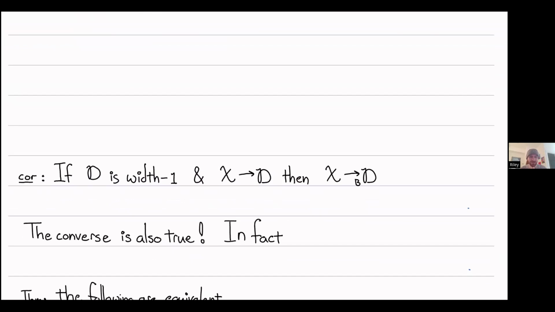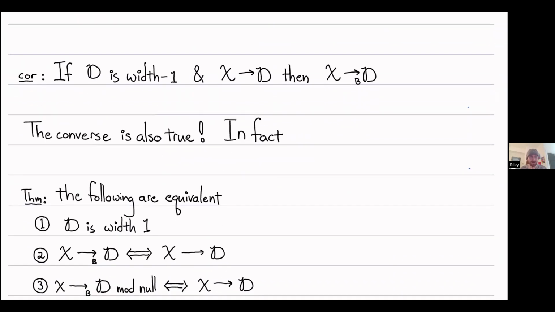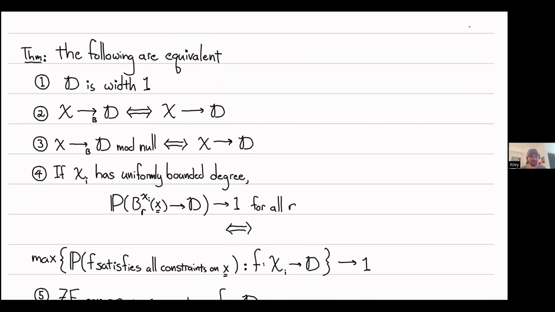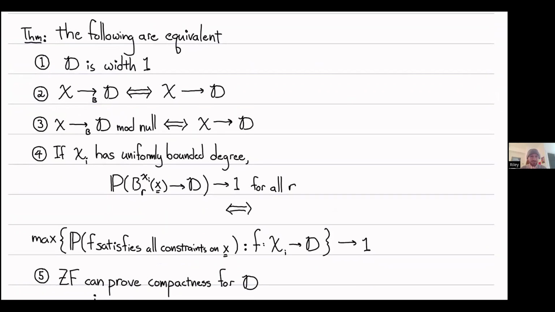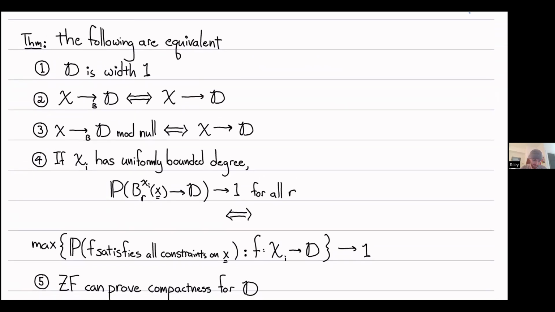In fact, there's quite a lot of things that turn out to be equivalent. I've written down 5 here, but I could spend all day adding to this list. So the following are equivalent: D is width 1; having a Borel homomorphism to D is the same thing as having just a classical homomorphism to D for Borel structures; if you also have some measure floating around, having a Borel homomorphism to D after throwing away a null set, so having a measurable homomorphism, is the same thing as having a homomorphism to D. So if D is not width 1, we can find some structure that has a homomorphism to D but has no measurable homomorphism.